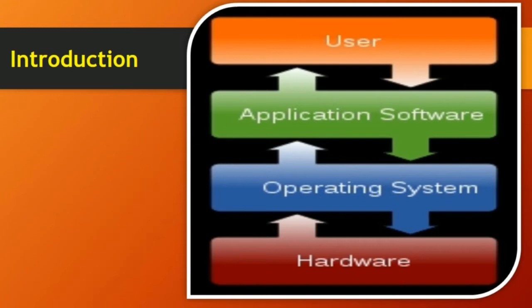So, here they have shown a picture. You can see the picture. First, it is user, application, operating system and hardware. Whatever the user gives as input goes to the application, then to the operating system, then to the hardware. Then it reverses: hardware gives to the operating system, which gives to the application, then it goes to the user.